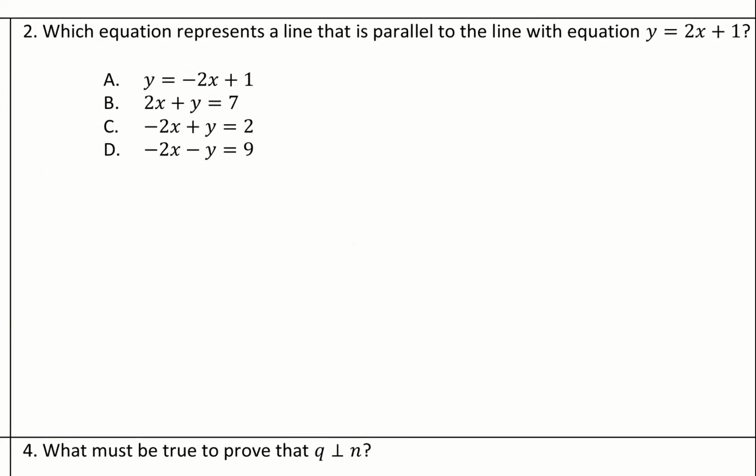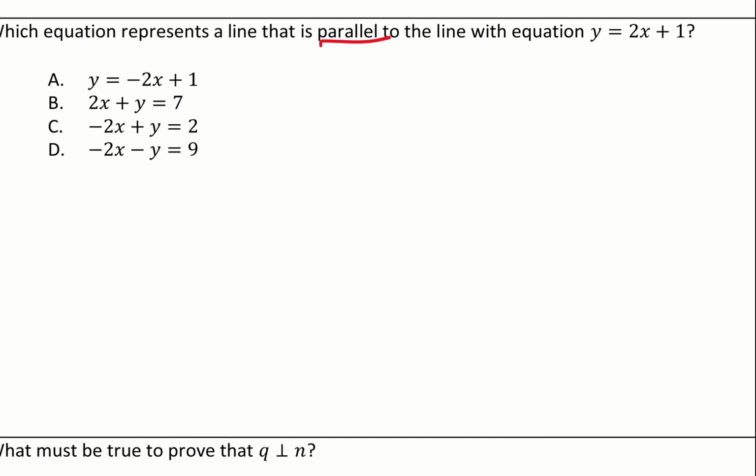For number 2, which equation represents a line parallel? Parallel means the slopes are the same. The slope of this is 2. So that means the equation is y equals 2x plus b. And there's my equation. And we can easily pick off the equation.